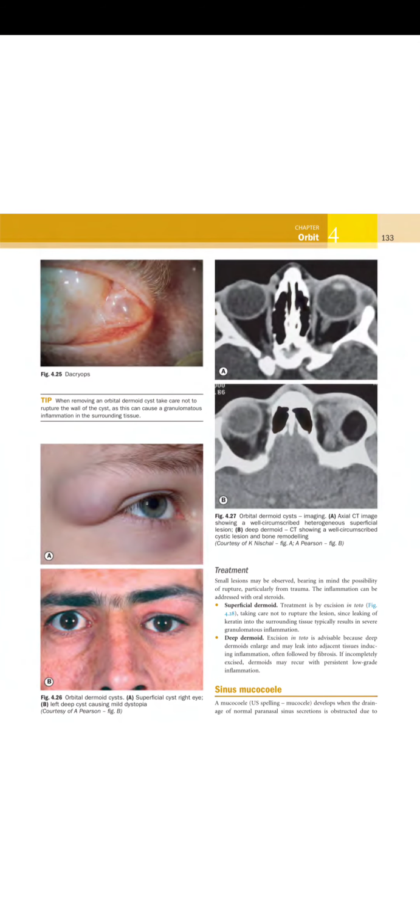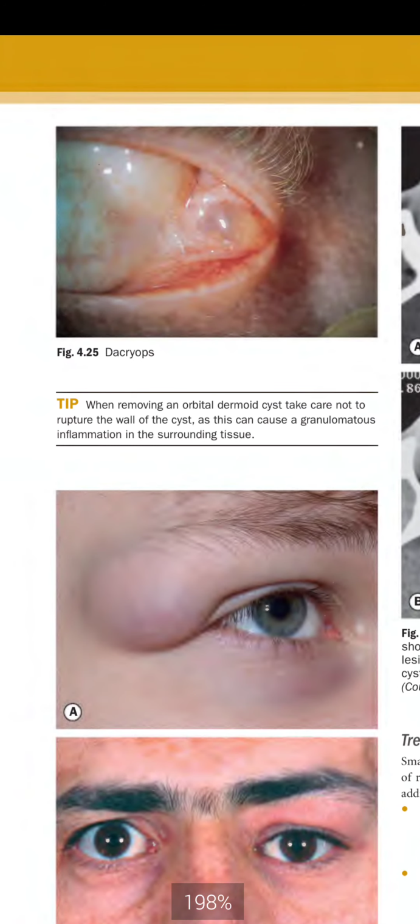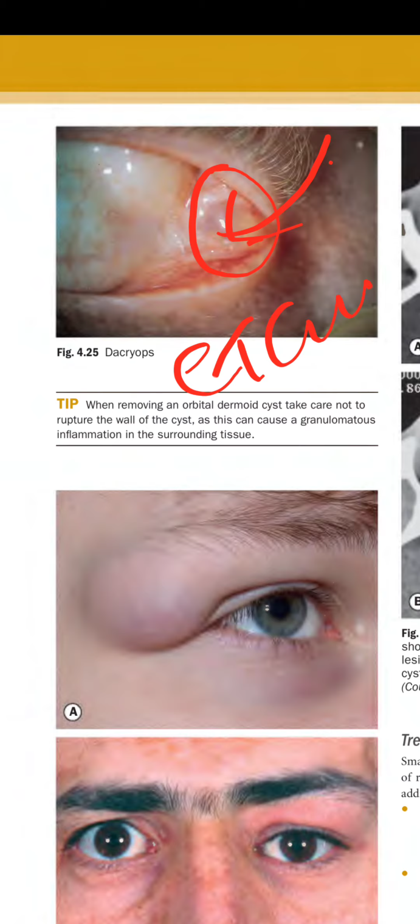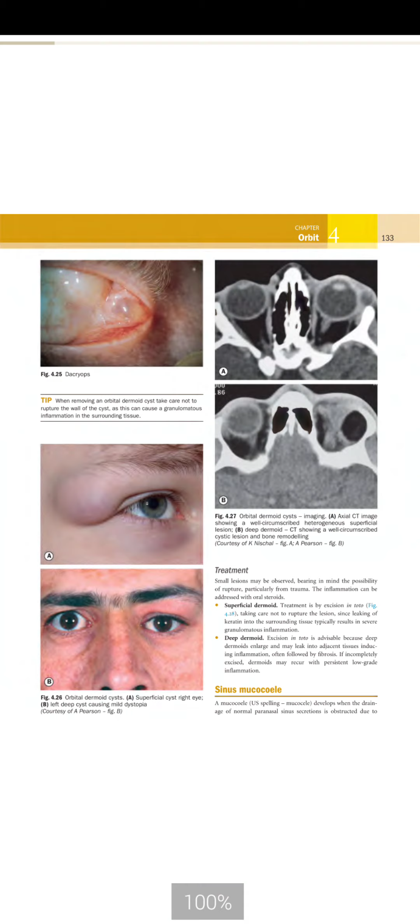So we can see figure 4.25. You can see that there is a cyst extending from the lacrimal gland, visible on eversion of the lid, and the treatment is basically to excise it and send the specimen for histopathological examination to rule out any cancer.